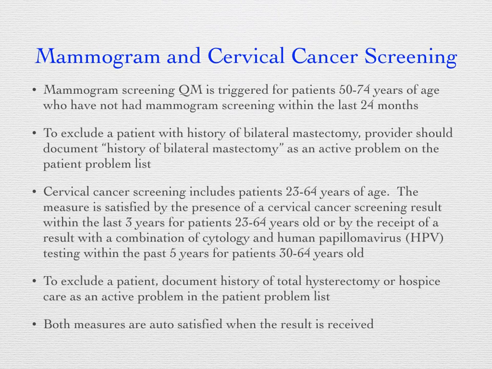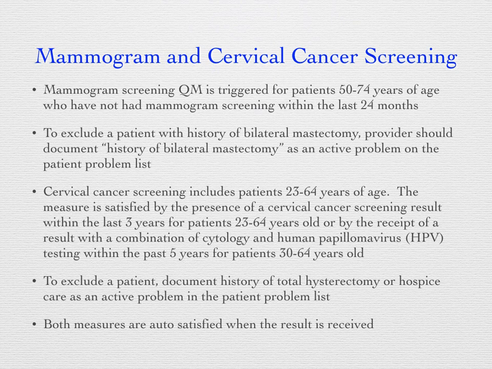We do very well in satisfying the quality metrics for mammogram and cervical cancer screening. However, as a brief review, the mammogram screening is triggered for all patients 50 to 74 years of age who have not had a mammogram screening within the last 24 months. You do need to actively exclude patients who have had a history of a bilateral mastectomy. I think the easiest way to do this is to document history of bilateral mastectomy as an active problem on the patient problem list.